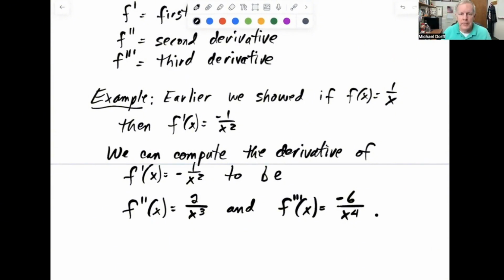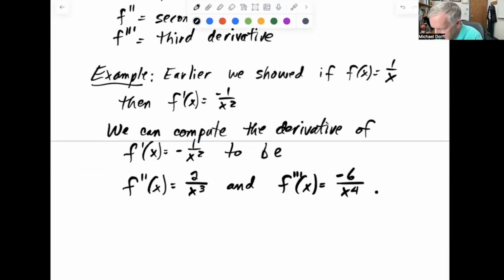We will talk more about that next time when we do the power rule. So what's important here is not the results that I got here, but the fact that if I have a function, sometimes I can take the derivative of that derivative, and I get a thing called the second derivative. And I can take the second derivative and get the third derivative and so forth, just like that.